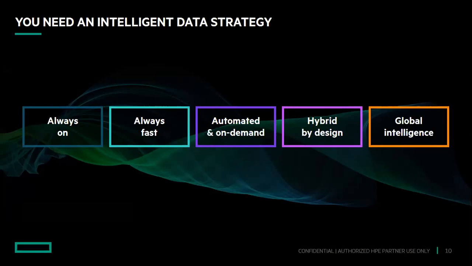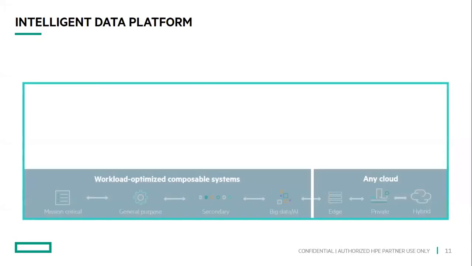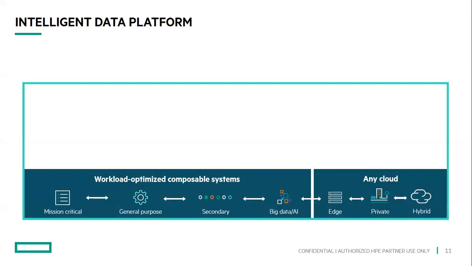It should be hybrid by design. That means it should support my hybrid cloud infrastructure, so that I am able to communicate through the cloud and also on premises. And it should support global intelligence. That means it should support artificial intelligence. So this is the platform which we're talking about.